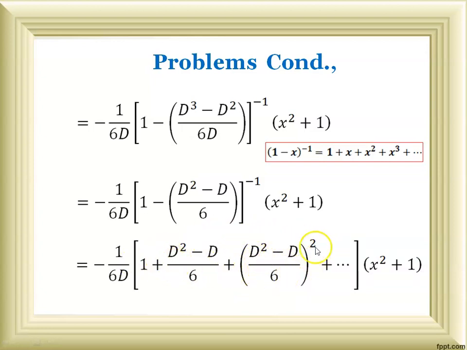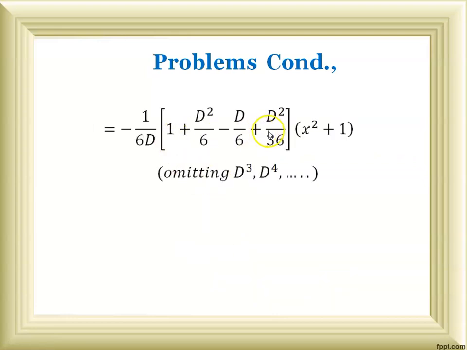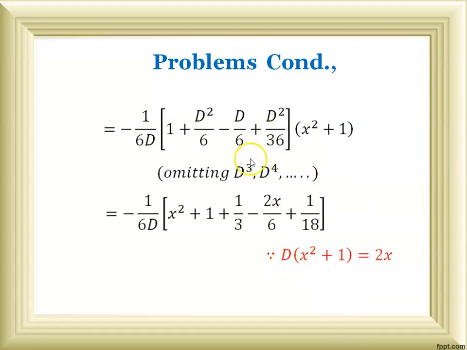Overall, in this one we want to take only 1 + d²/6 − d/6, and in this particular one, 1 + d²/36. Look at the next step. Yes, this is the simplification of the previous one. Here d of x² + 1, where d is d/dx, becomes 2x, and d² of x² + 1 becomes 2. So I am omitting the d³, d⁴, etc., the remaining terms.